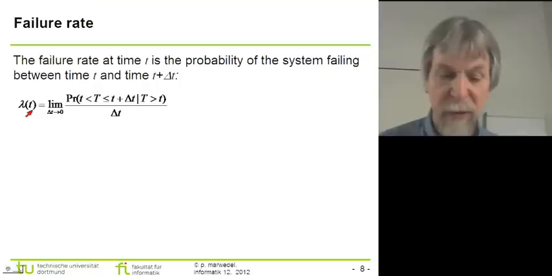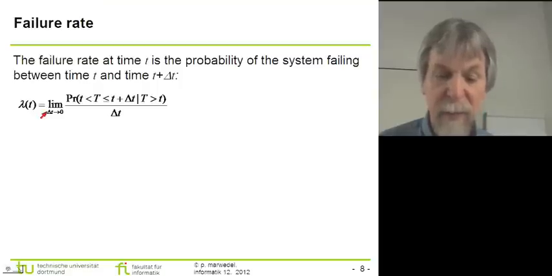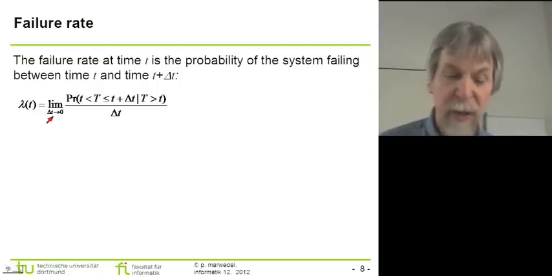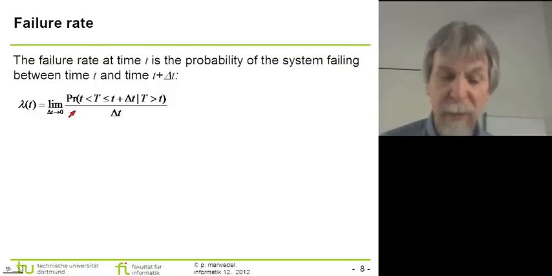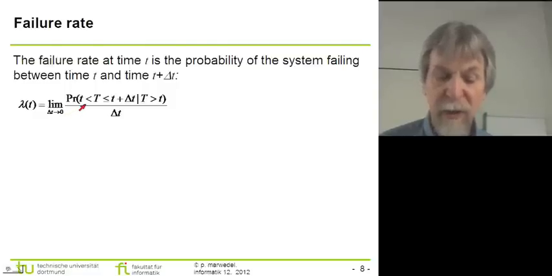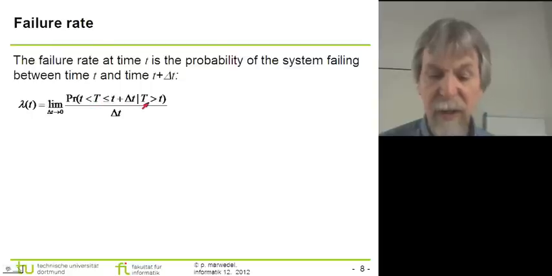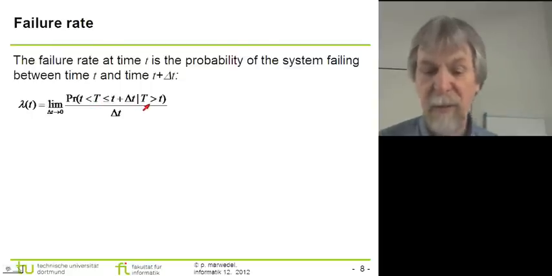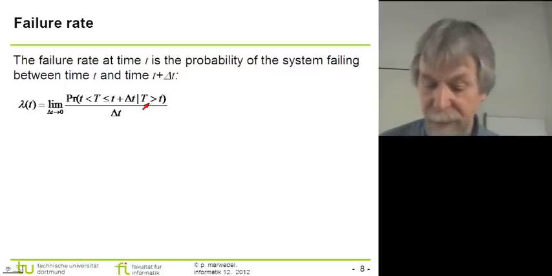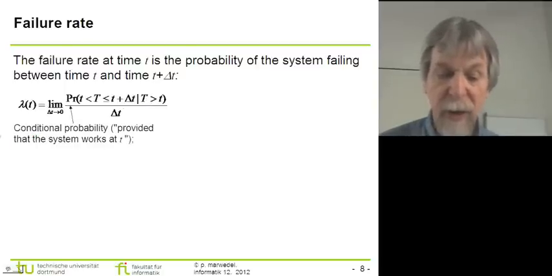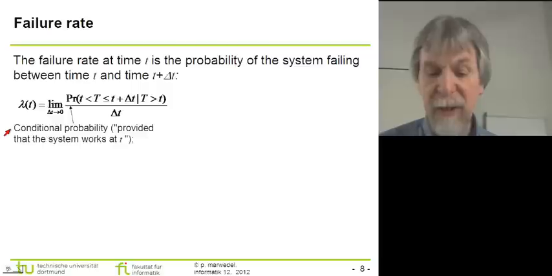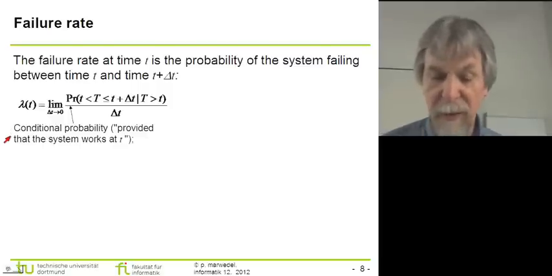So that means that the failure rate that we denote by lambda, which is in general a function of our current time, is equal to the limit value of the following expression. In this expression, we are considering the probability of the system failing between time t and t plus delta t, provided that the system was working at time t. Now this is what we call the conditional probability. That means it's the probability of the system to fail provided it was working at time lowercase t.